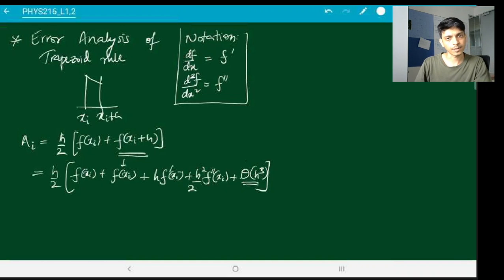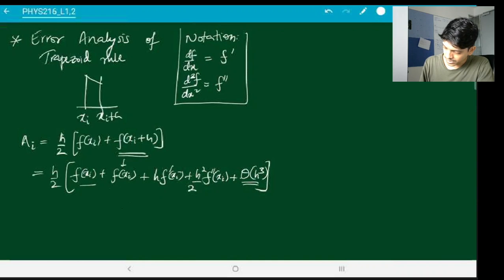This is again notation, which means there are other terms that I'm neglecting. Of all those terms I'm neglecting, the most significant one is h cube. There will be an h cube term, h to the 4 term, h to the 5 term, and so on. But because h is a small number, h cube is the largest of these. Everything else is even smaller. So order of h cube means the error is at most of the order of h cube. It could be smaller but not more. So this is our Taylor expansion.